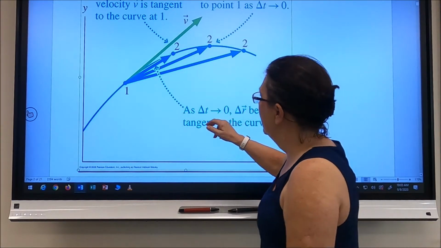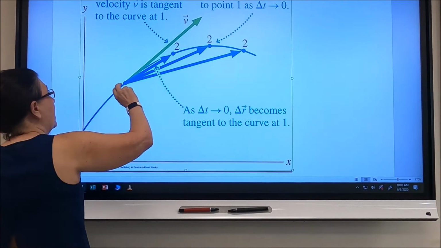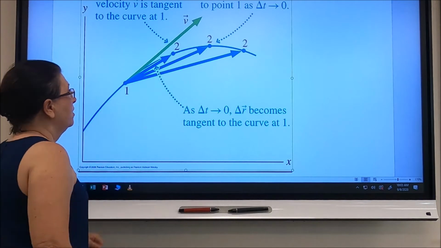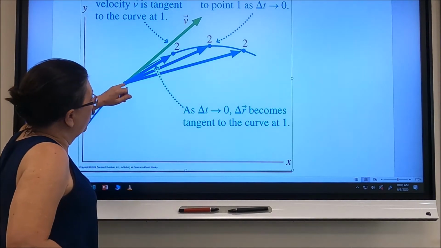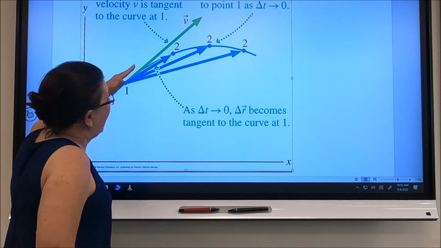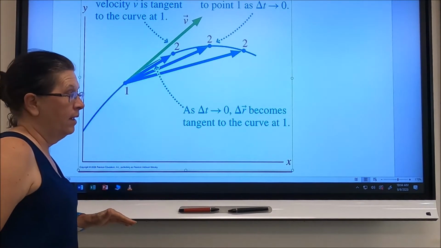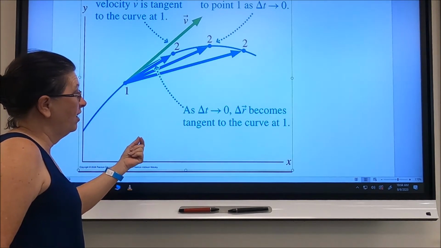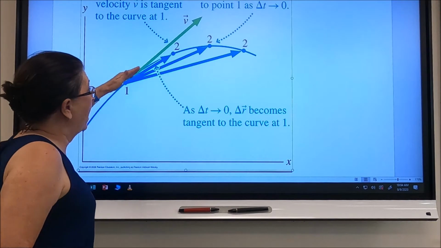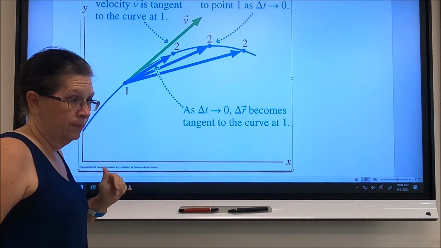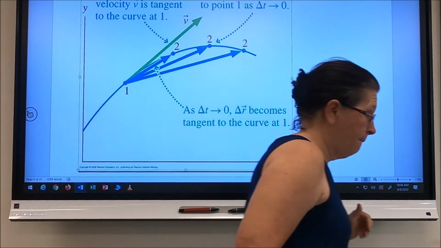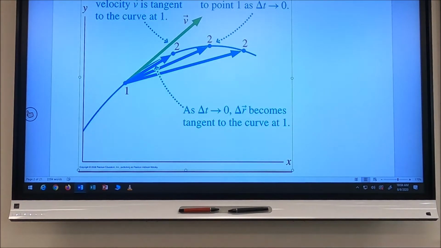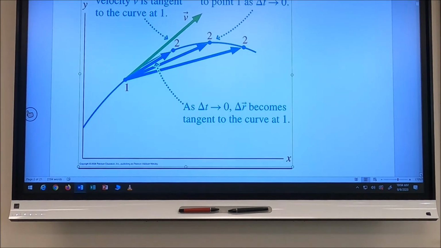And we know as delta t approaches 0 that what we're going to get is a tangent line. Okay, so the velocity vector at a point in time runs along the tangent line. Let me say that again. The velocity vector as delta t approaches 0 is going to point along a tangent line to the curve. It's not related to the slope of the curve, but its direction is based on the tangent line.